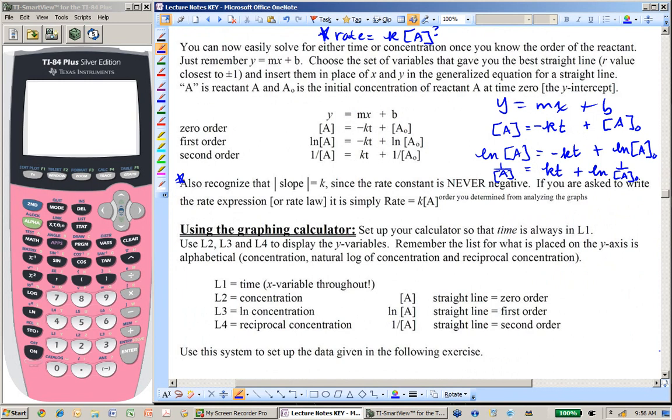All right, so that's all this is saying. Once we figure out what the order is on that particular reactant by doing this graphical analysis, then we can write the rate expression, or rate law, which is simply rate equals k times whatever your critter was that you were analyzing, to the order you determined from analyzing the graphs, which would be 0, 1, or 2, depending on what you graphed.